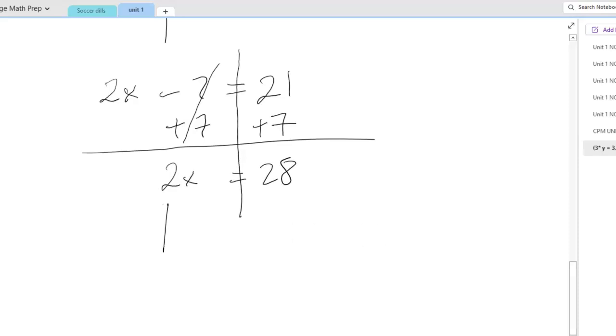Now here, to solve for x, we've got to get rid of the 2. This is 2 times x. So the opposite of multiplying by 2 would be to divide by 2. So divide that side by 2 also, and we end up with x equals 14.